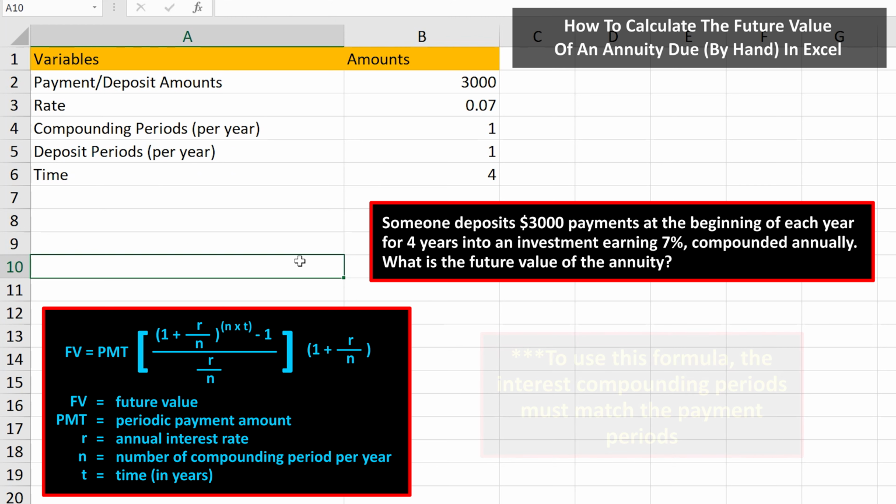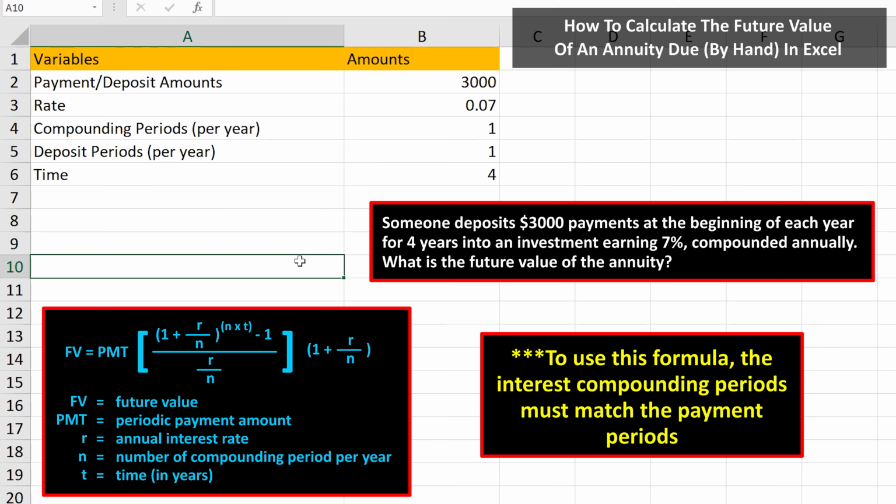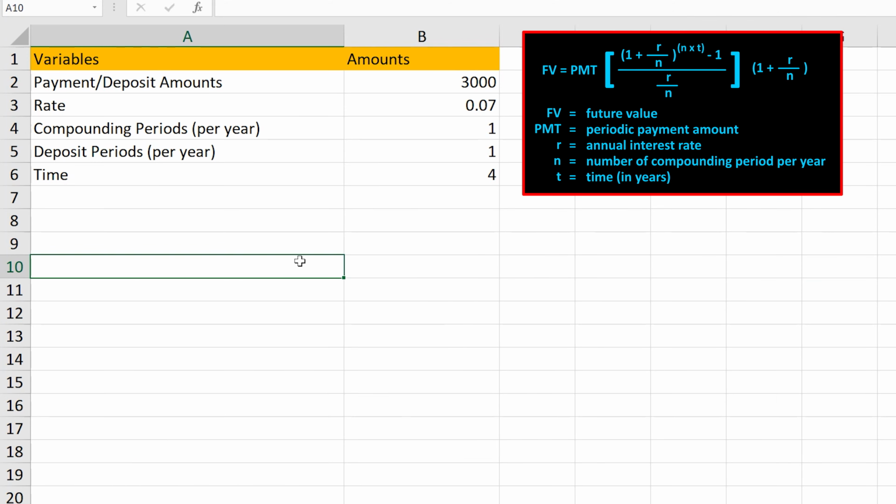One important note, to use this formula, the interest compounding periods must match the payment periods. For instance, yearly to yearly, semi-annually to semi-annually, or quarterly to quarterly. This is extremely important. So the variable n must match the number of payment periods per year. I've listed all the variables with their amounts, as you can see on the screen, so we can reference them when we enter the formula into a cell.